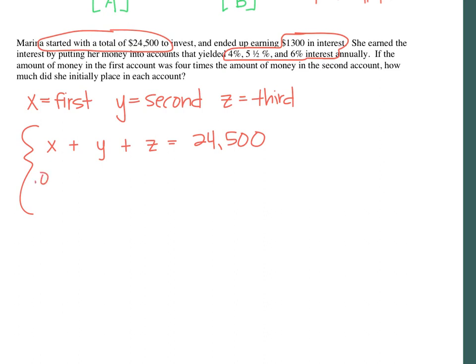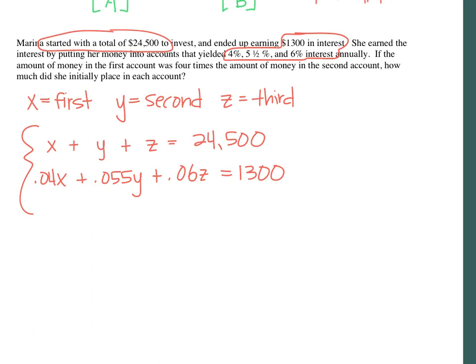4% interest is 0.04x. 5.5% interest is 0.055y. And 6% interest is 0.06z. And the total interest is $1,300.